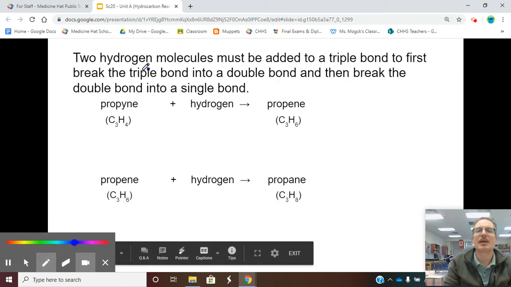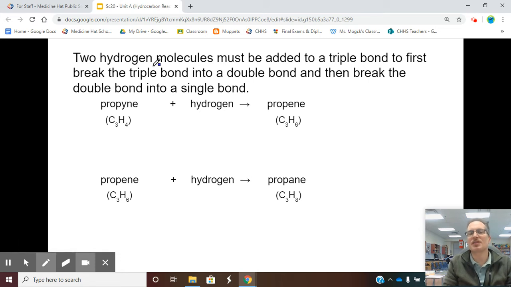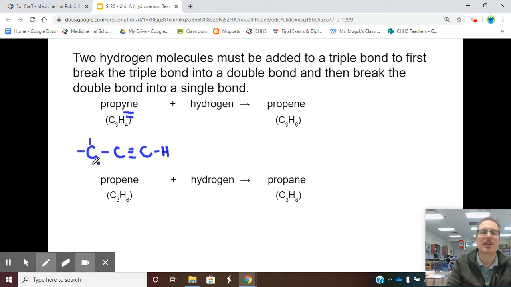So again, we can add 2 hydrogen molecules when there's a triple bond. So propyne, C3H4, I'm going to draw it for you. 1, 2, 3 carbons. It's an yne, propyne, so it's going to have a triple bond. This carbon's already made 3 bonds, so it has 1 hydrogen. This carbon's made 4 bonds, it gets no hydrogen. And this carbon over here has made 1 bond, so he's going to get 3 hydrogens.